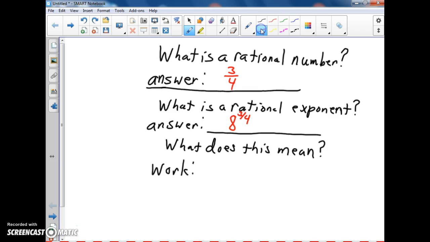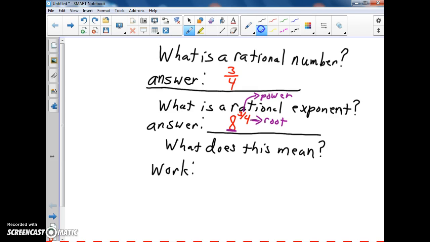A rational exponent is this. The bottom part of the fraction is the root. The top part of the fraction is the power that goes to the number 8. The bottom part is the root, and the top part is the power that goes to the number 8.